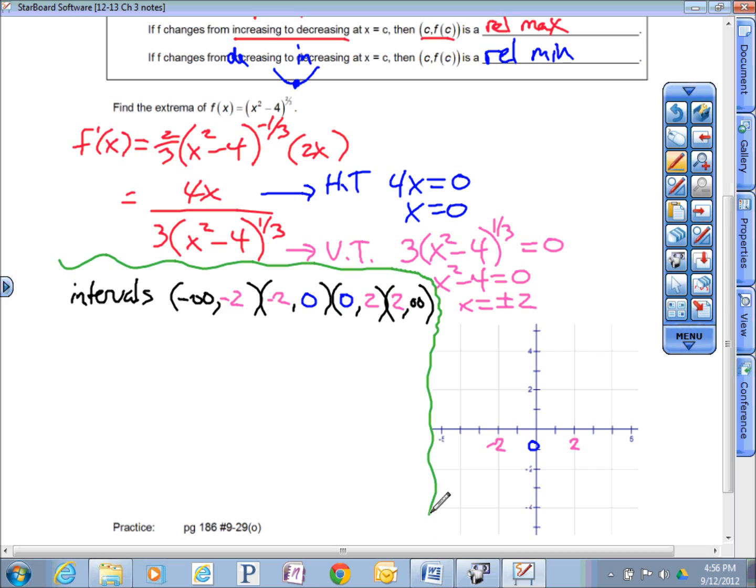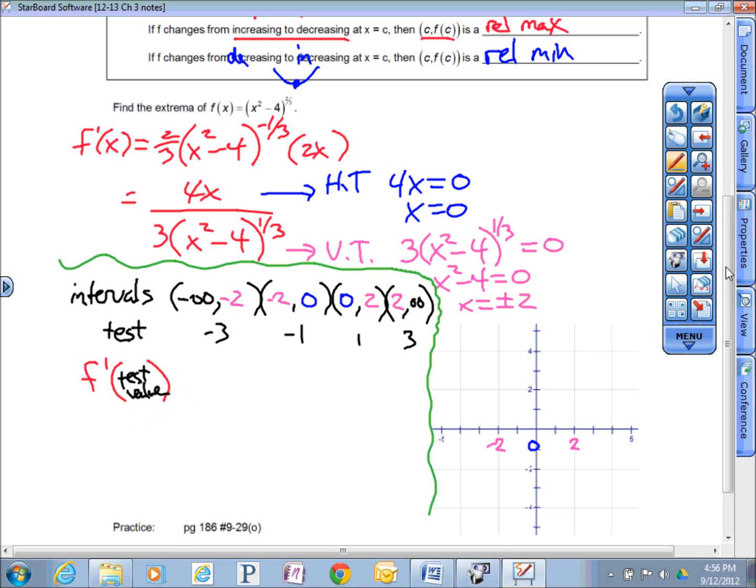Now here's what we're going to do. In each of those intervals, we're going to pick a test value. We're going to pick one value that's going to represent every point in that interval. So pick a nice test value between -infinity and -2. Let's use -3. Pick a nice test value between -2 and 0. Let's use -1. Here we'll use 1. Here we'll use 3. We're going to take those test values and plug them into our derivative. We're going to find f prime of whatever your test value is.